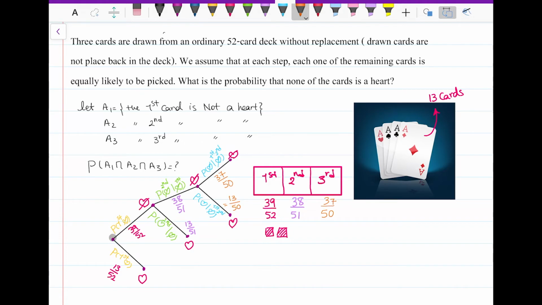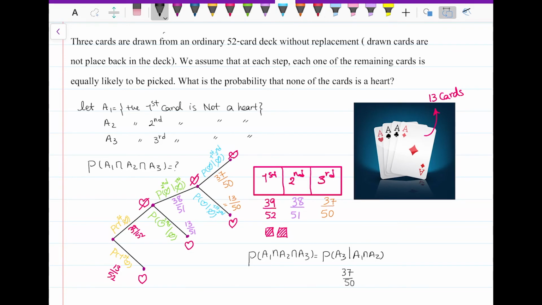So as you see, this is 13 over 52, 13 over 51, and 13 over 50 for this step. But for the step where the first one is not a heart, the second one is not a heart, and the third one is not a heart, I have this. This is basically the multiplication rule. Let me write the formula. Probability of A1 intersection with A2 intersection with A3. I want the third one not to be a heart, given the fact that A1 and A2 are not hearts. This one is this step.